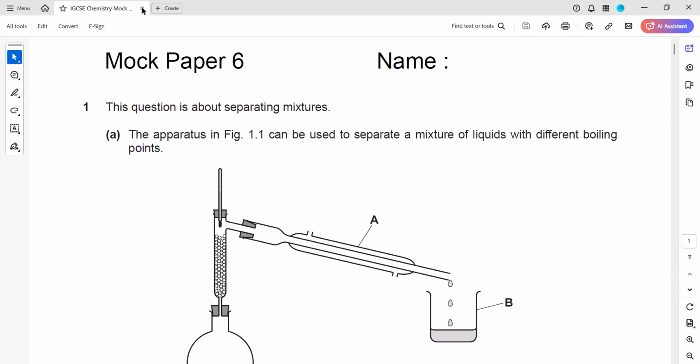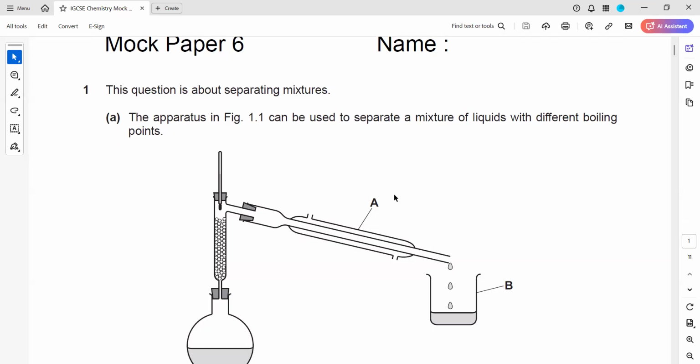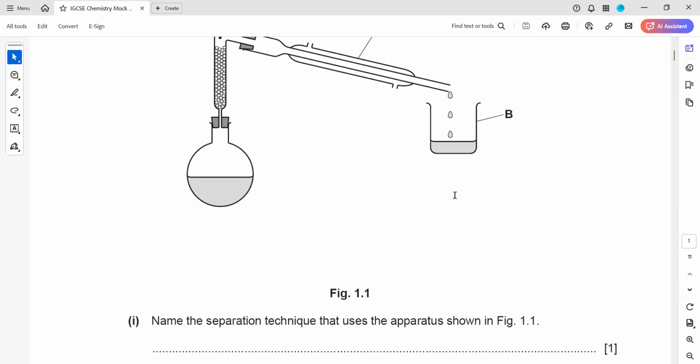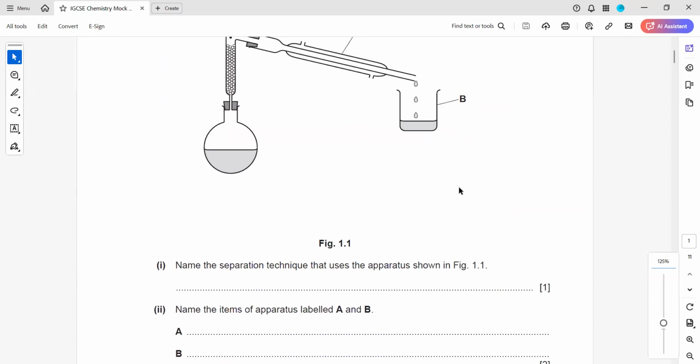So this is mock paper 6 set 2. The question is about separating mixtures. The apparatus in figure 1.1 can be used to separate a mixture of liquids with different boiling points. What do we call this technique? Name the separation technique that is used in the apparatus shown.